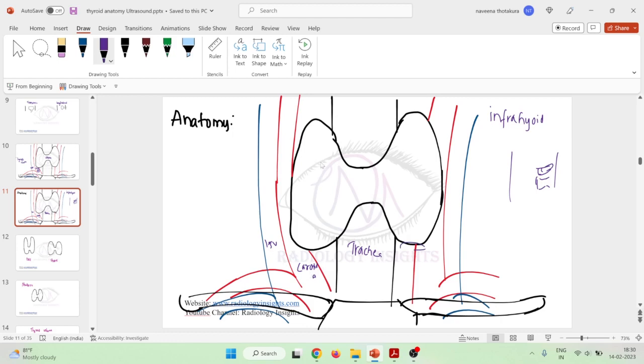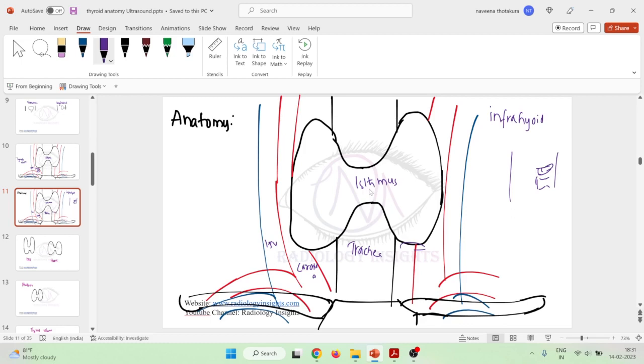Thyroid gland has two lobes along with an isthmus. The two lobes are connected to each other in the midline by an isthmus. This isthmus is a thin structure which is present in front of the trachea. So this is the trachea, and in front of the trachea we have this thin part of the thyroid gland which is called the isthmus.